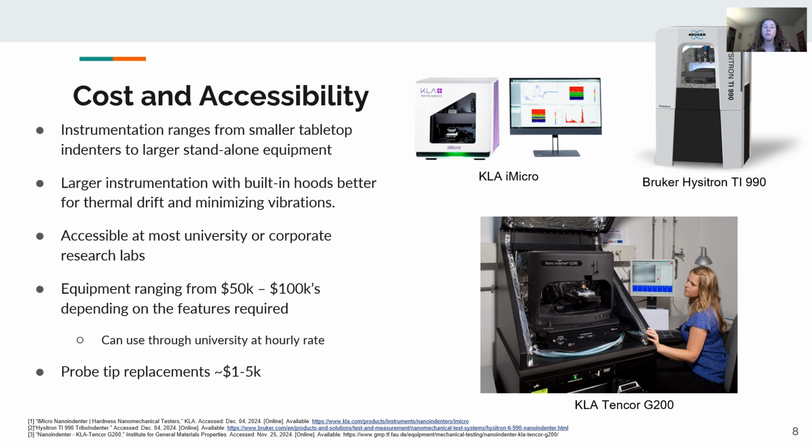It is common for research universities to have nanoindenters, and corporate research labs may have nanoindenters that are more tailored to production scale indentation instead of specific high temperature testing or things like that. And then lastly, one of the expenses to consider is the probe tips. They can range anywhere from about $1,000 to $5,000 depending on the material and the accuracy that you need to get out of them.